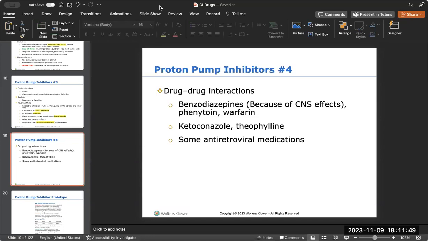And we have other ones, like I said, ketoconazole, theophylline. Theophylline is just a toxic drug in general. It's one of those respiratory drugs for long-term maintenance. We just don't like it in general. And some anti-retroviral medications, but I would just know that, okay, if proton pump inhibitors work in the CNS, we have to be careful with CNS depressants like benzodiazepines or even alcohol.